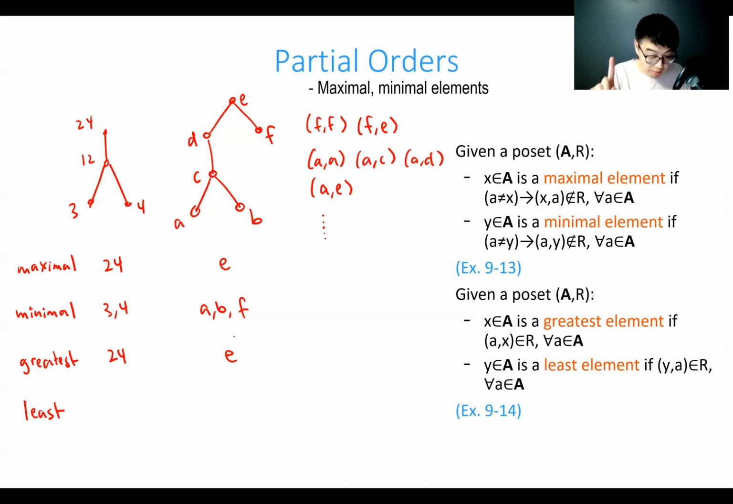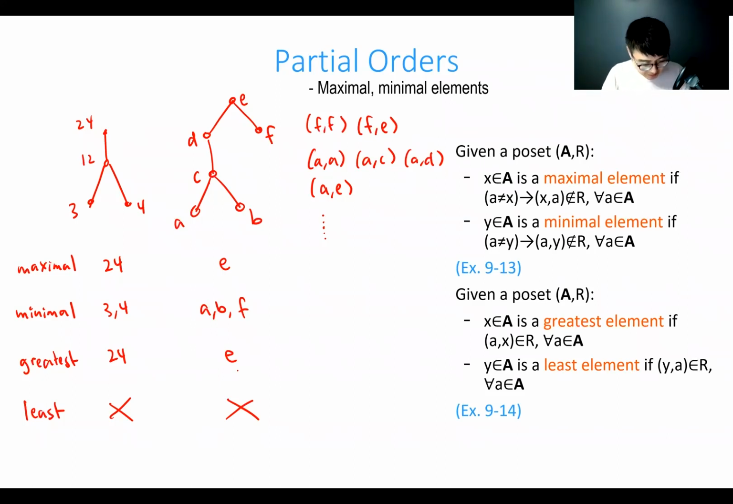Similarly, if there's only one minimal, it must be the least. If there's multiple minimals, then there's no least. Greatest and least means it's unique. Now the official definition, once again, of greatest is every other element is related to it. The definition of least is that it is related to every other element.